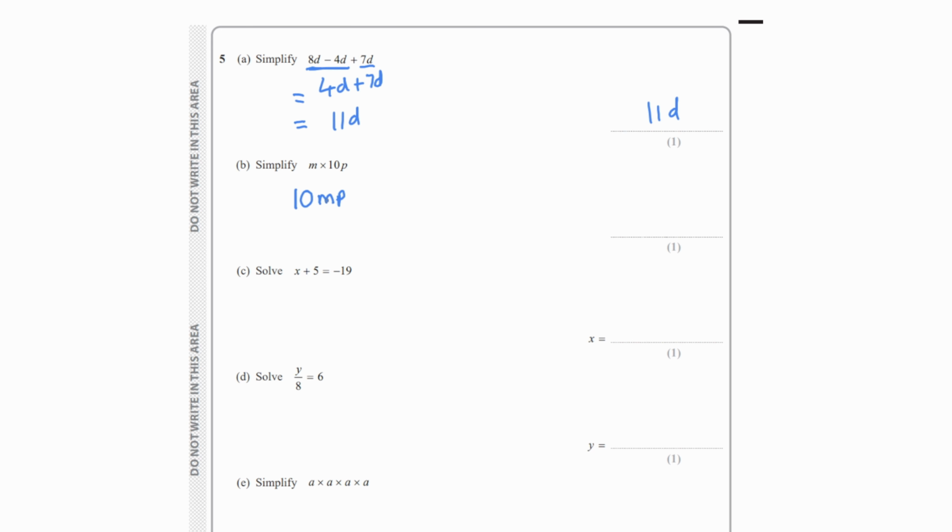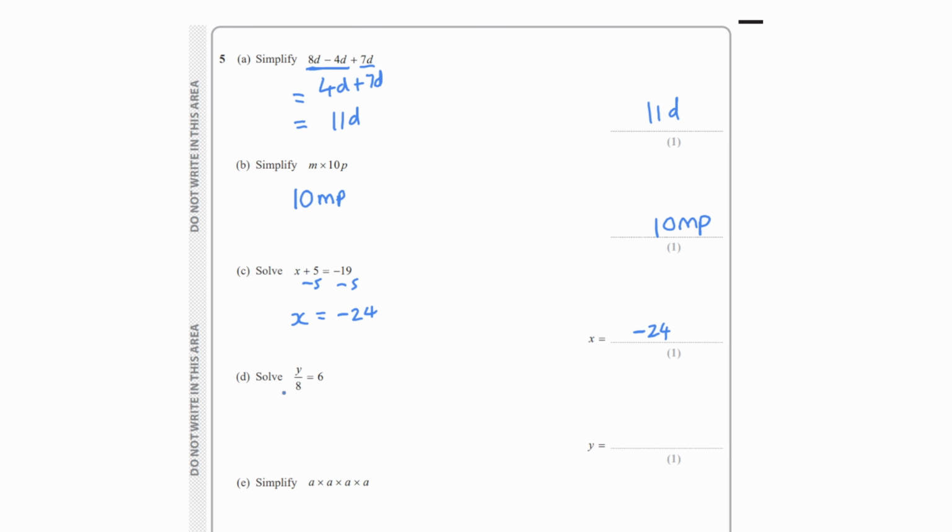The reason we do it in that order is because M comes before P in the alphabet, and we need to write it in alphabetical order. Pop that in my answer line. Solve x add 5 is equal to negative 19, so subtract 5 from both sides. So x is equal to negative 24.